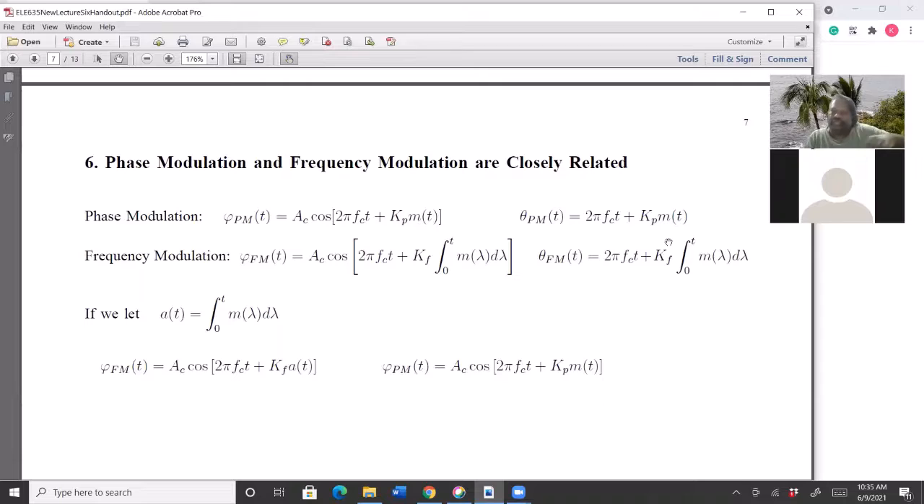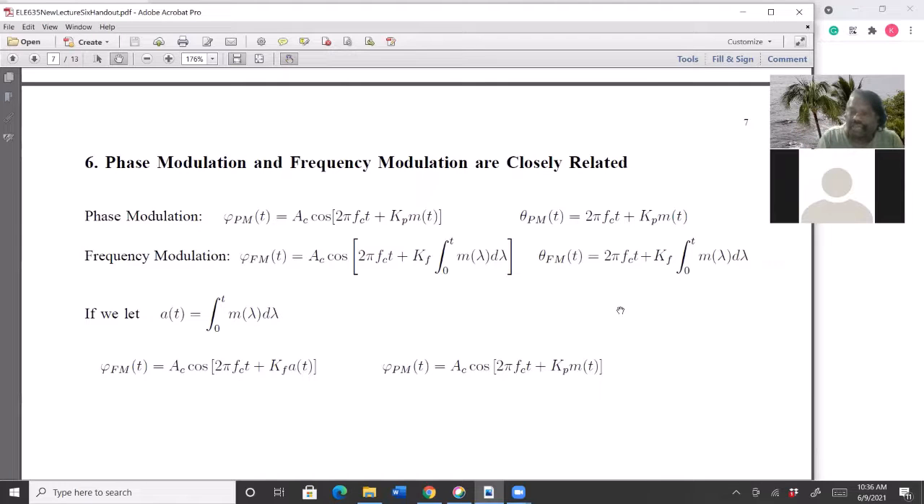But integrating a small amplitude audio signal is very easy. I am sure when you guys studied op amps, remember the 741 op amp, you studied how to integrate it. Integrating and differentiating audio signals is easy. So basically, if you have a phase modulating circuit, you can draw a block diagram for the frequency modulating circuit. You just integrate the message signal.